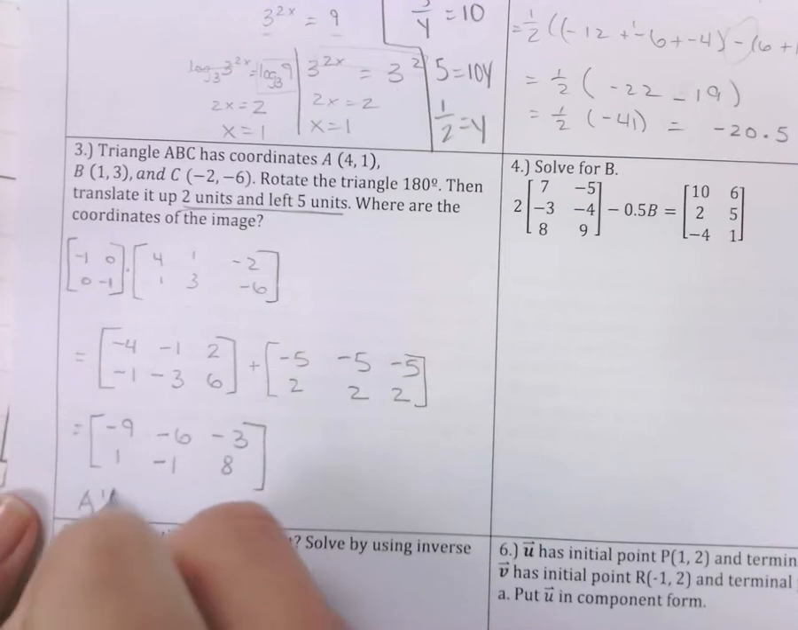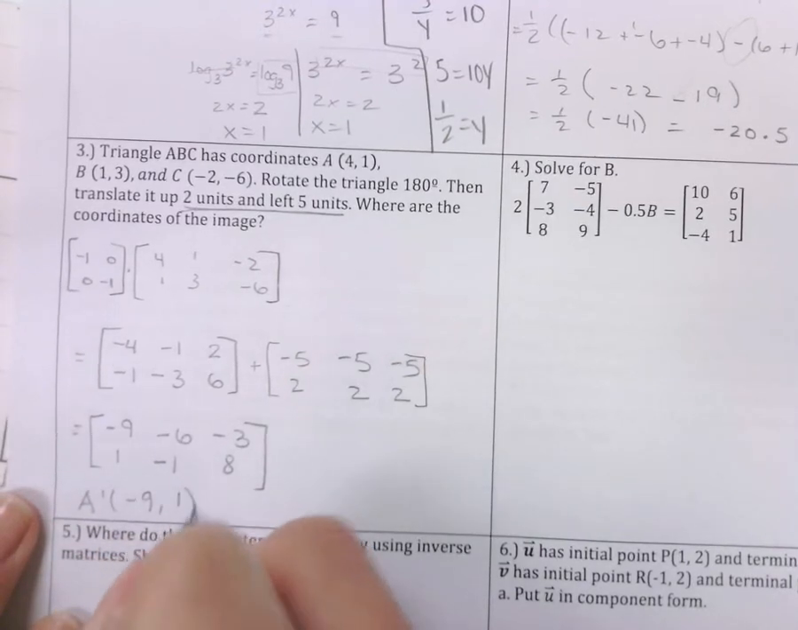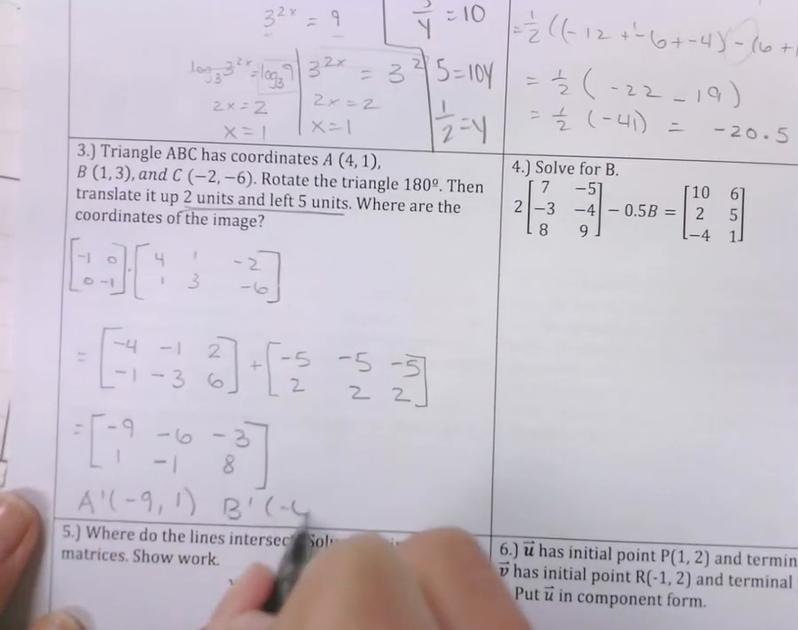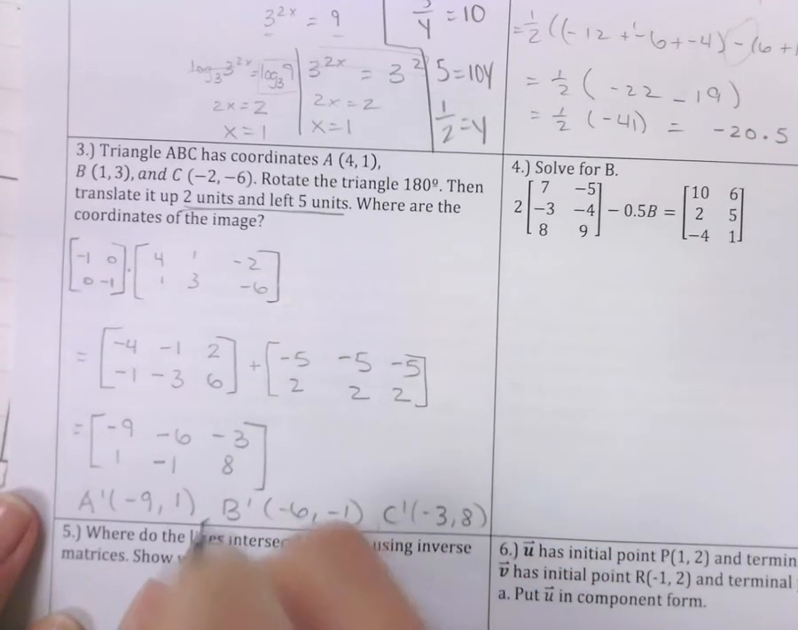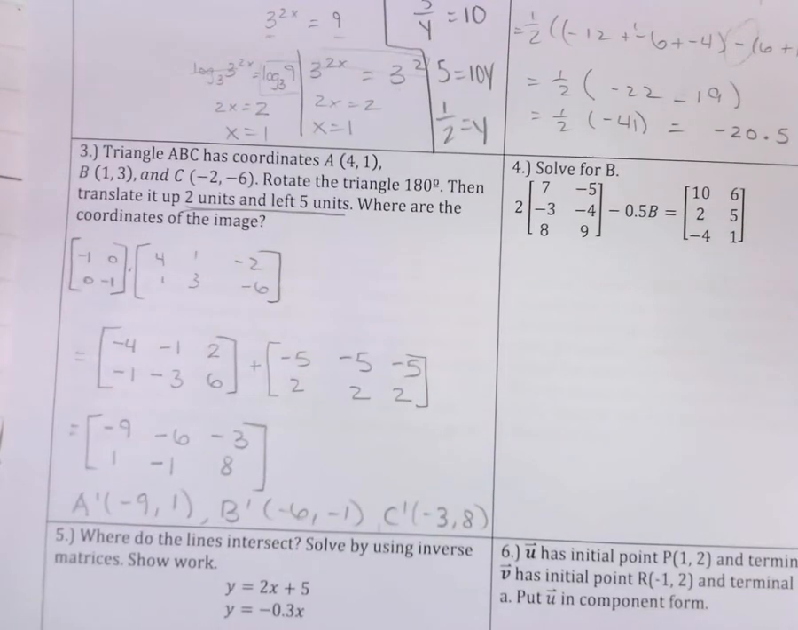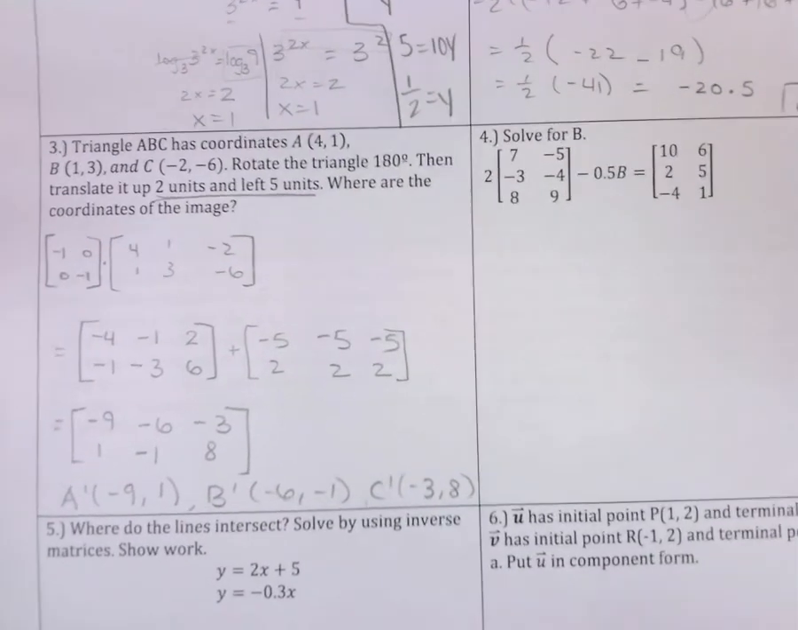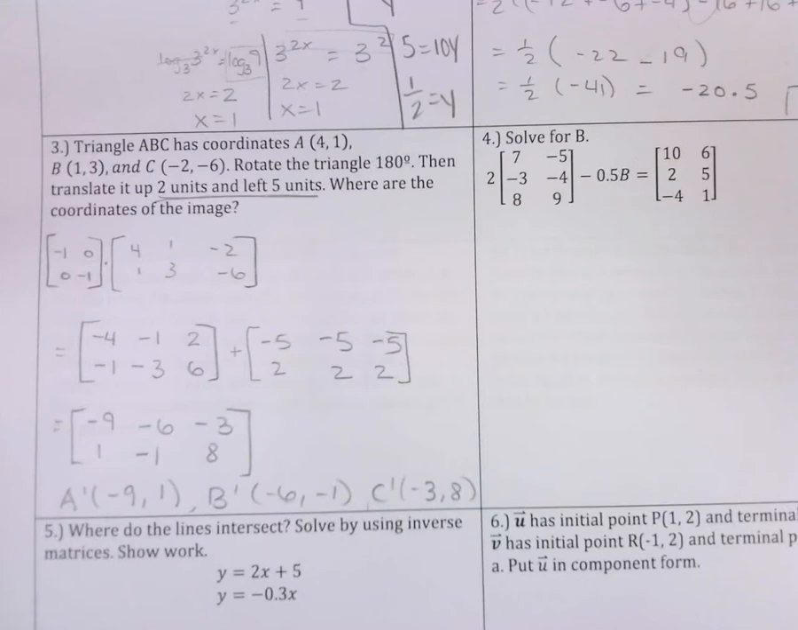And then the last thing you're going to do is just restate what the new coordinates are. So we have to write it out? Yeah, write it out. A prime is negative 9, 1, B prime is negative 6, negative 1, and C prime is negative 3, 8. What does the prime thing mean again? Prime means that you have done some sort of transformation.